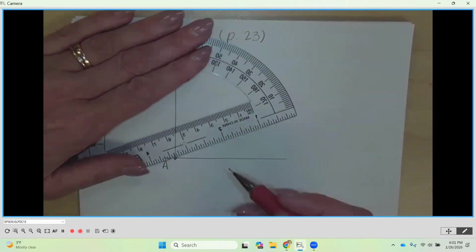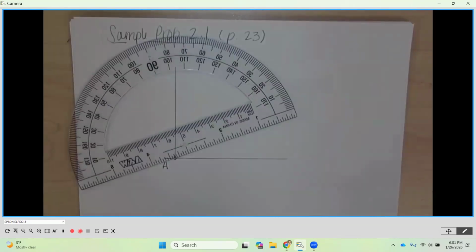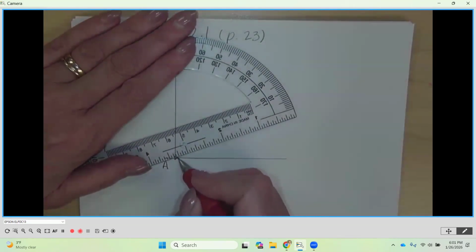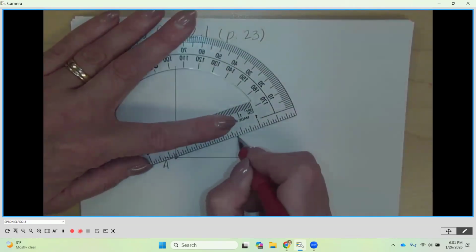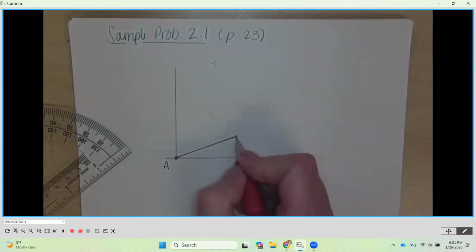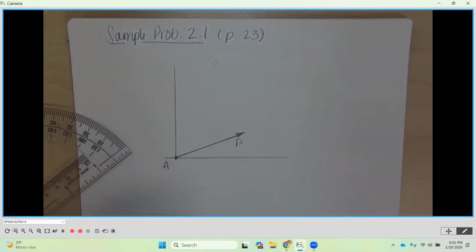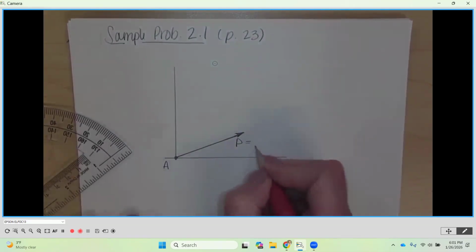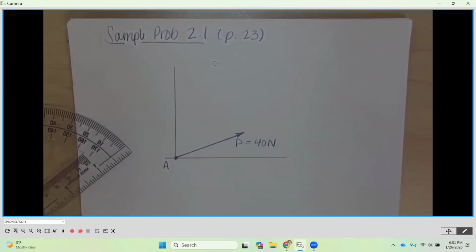So we are going to draw our first vector. You'll notice that we have P here. I'm going to leave P in its original position, and P is at about a 20-degree angle from the horizontal. So I'm just going to draw P about that long, and I'm going to call it P there. I know that P is equal to 40 newtons.